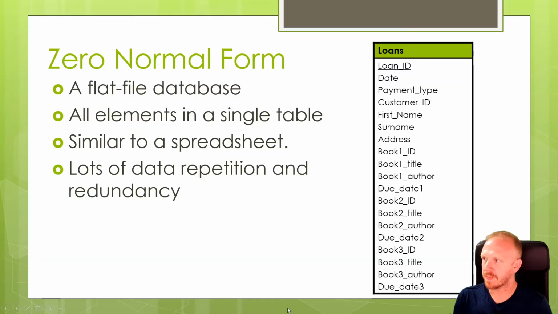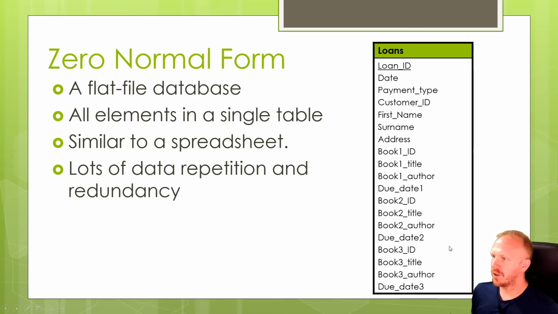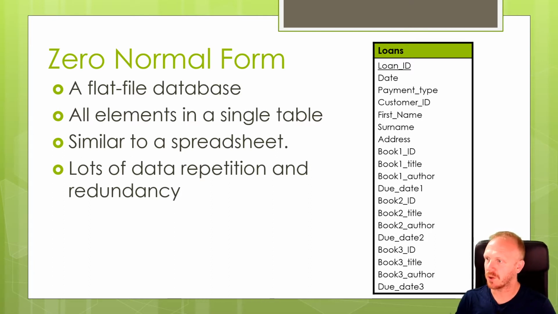Well, first of all, let's have a look at what an unnormalised database is. An unnormalised database is zero normal form. This means no normalisation has taken place at all, and the database has no attempt at being relational. All the data that needs to be stored is one way or another shoved into one table. This is utterly unnormalised. So if this is a library loaning system, then we would need to know the date of the loan, the payment type, the customer ID, the first name, surname, address, the title, author, and ID of the three different books that were taken out. So we've just made a field for each of those things.